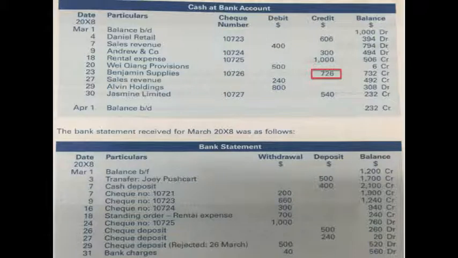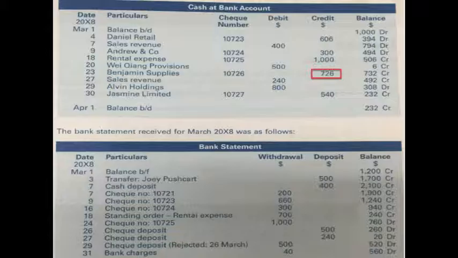So in order to do this bank reconciliation, we will take the perspective of what the bank does not know about. For example, for withdrawals, on the 23rd, Benjamin Supplies, we paid this trade payable $726 according to the cash book. However, our bank would not have known about it because this check hasn't been processed yet. So we call them the unpresented checks.